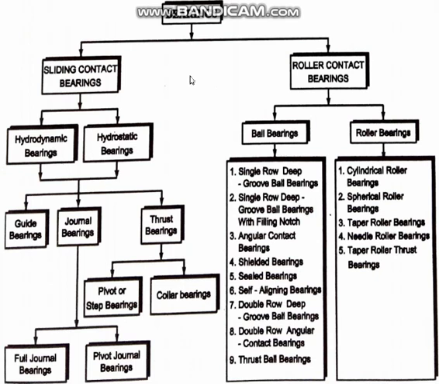Now let us see the classification of bearings. There are two major classifications, basically two types of bearings. One is called a sliding contact bearing and second is called a rolling contact bearing. It is not roller, rolling contact bearing. See, on the basis of how the contact is. If the contact is sliding, means what? The shaft is sliding in a hole of the bearing. That's all. That is a sliding contact bearing.